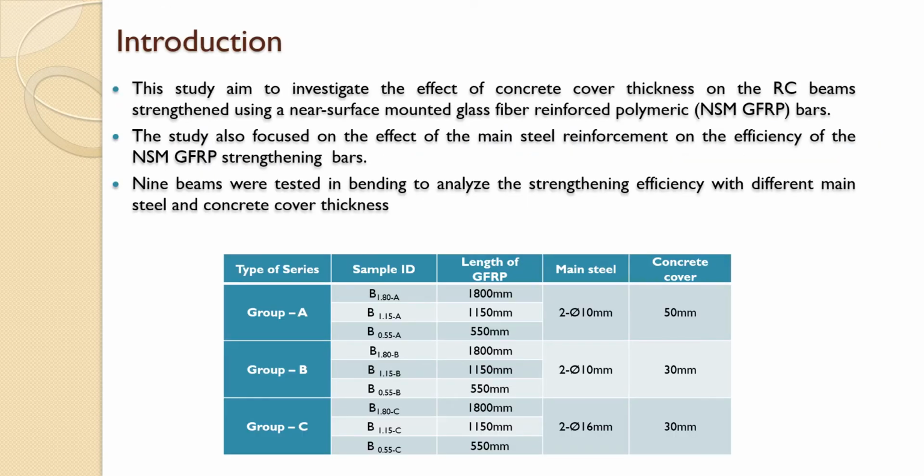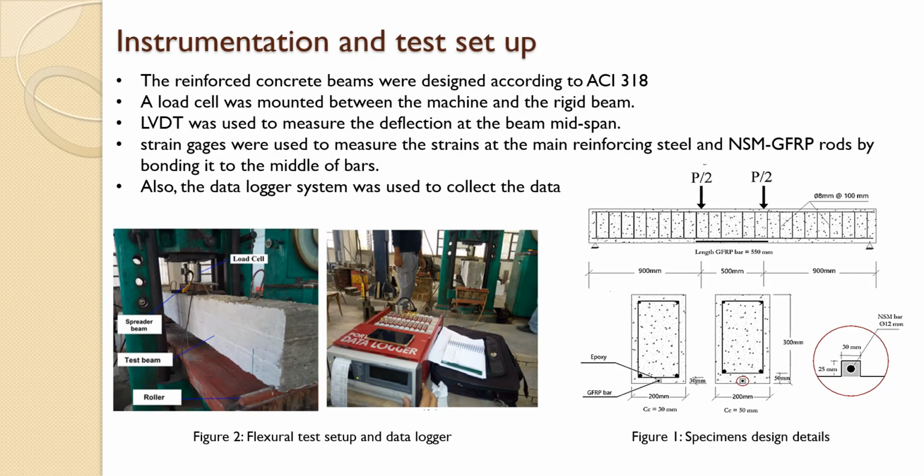This study aimed to investigate the effect of concrete cover thickness on the RC beams strengthened using near surface mounted GFRP bars. Also, this study focused on the effect of main steel reinforcement on the efficiency of the GFRP strengthening bars. Nine beams were tested in bending to analyze the strengthening efficiency with different main steel and concrete cover thicknesses, as shown in the table below.